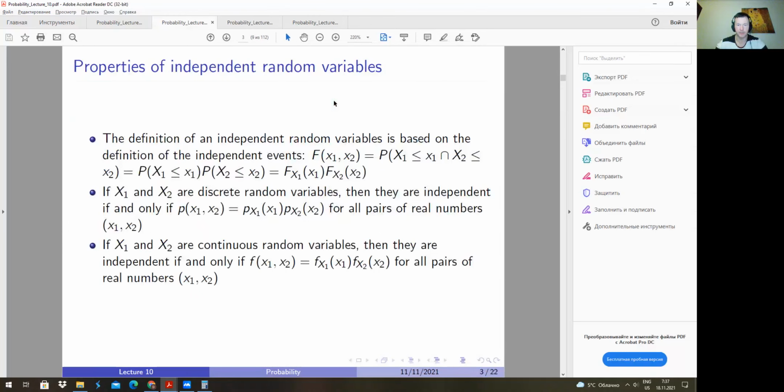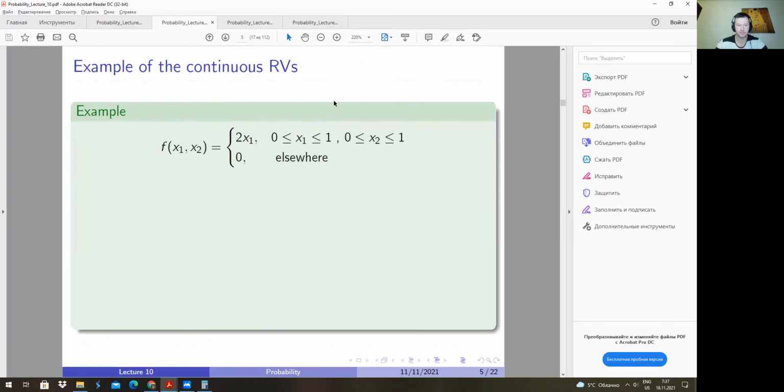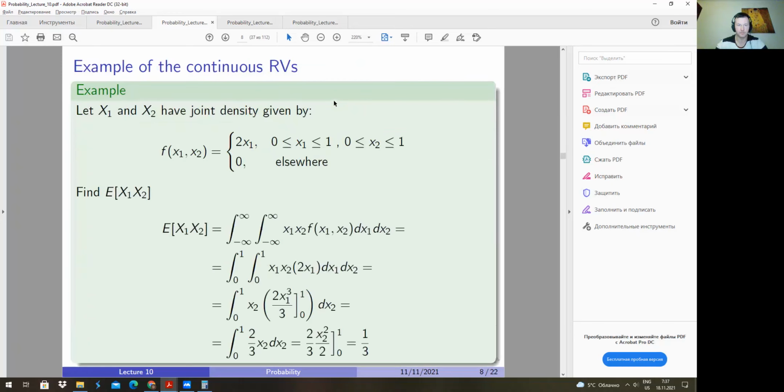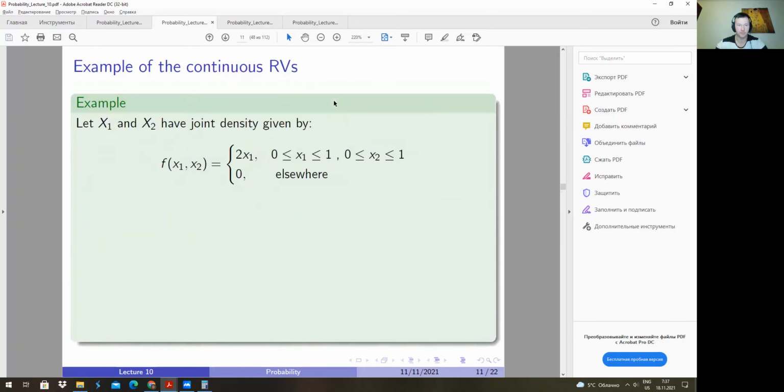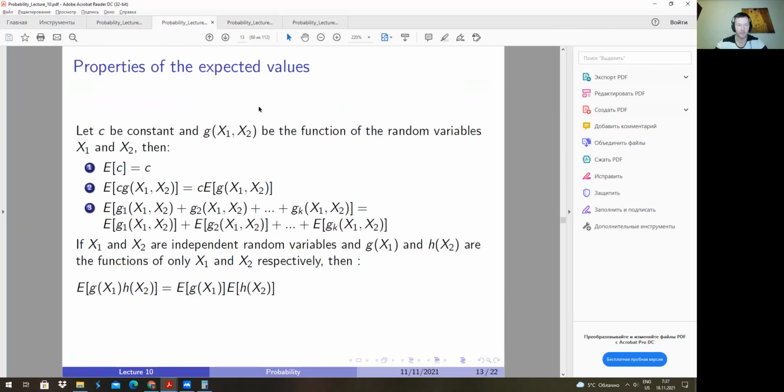No, we didn't define the... what was it here? Yeah, it was here. Yeah, we introduced this idea that the expectation of a product equals the product of expectations only when the variables x1 and x2 are independent.